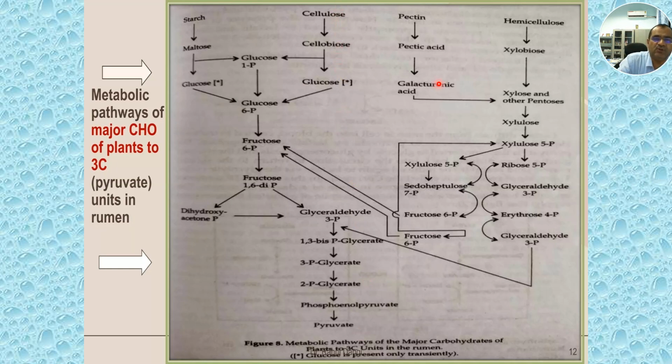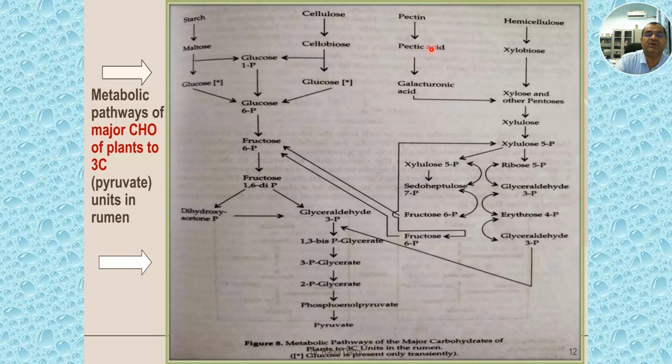is converted to cellobiose, and then it is also converted to glucose, of course. Sometimes the glucose is present only transiently. Then once again it will enter this pathway, glucose 1P, and all these steps lead to pyruvate, and ultimately it is converted to the volatile fatty acids. Whereas the pectin is converted to pectic acid here. You can see, I am pointing this out and hope you can follow.